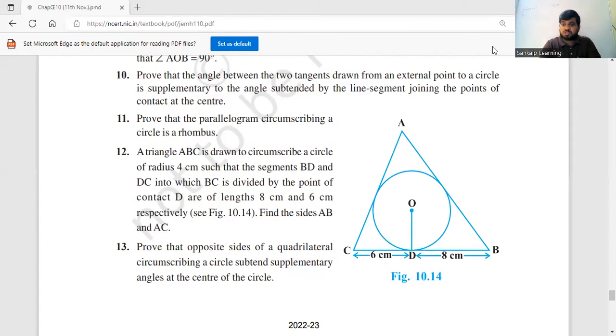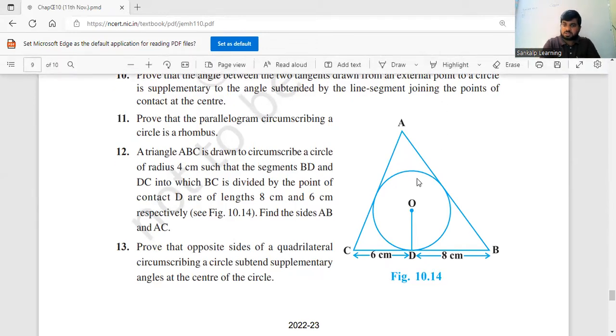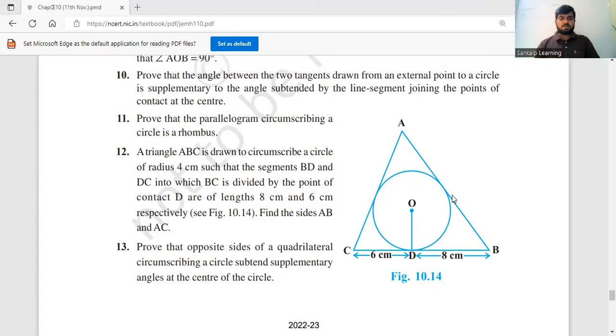In the 8th question, it was a quadrilateral. So it was touching all the four sides. So if it is touching all the sides of any triangle or quadrilateral, we say the triangle is circumscribing the circle. Quadrilateral is circumscribing the circle, or pentagon is circumscribing the circle. In other words, this circle is called an inscribed circle. It is inside a polygon, right? So it is called inscribed circle.